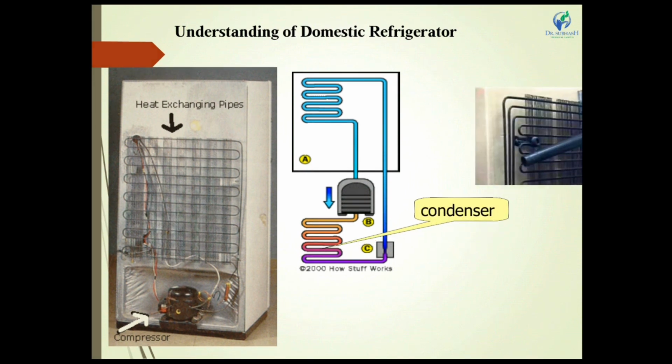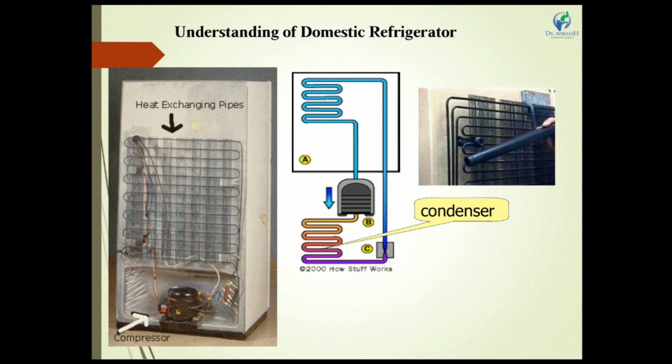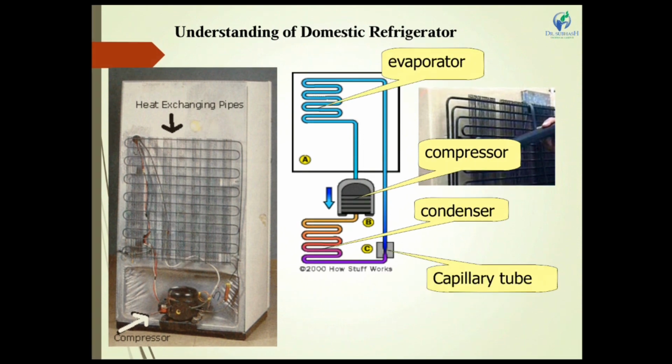This part is the condenser. The condenser is the zigzag tube line passing along the back side of the refrigerator. Compressor, evaporator and capillary tube. This is the domestic refrigerator.